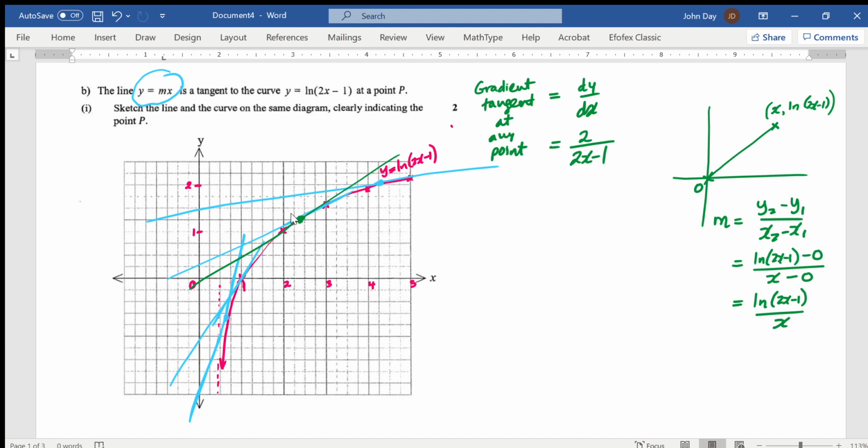All right? So I'll summarise that down. From the curve's point of view, the gradient of the tangent is equal to 2 on 2x minus 1. And from the line, the tangent's point of view, the gradient of the tangent is equal to natural log of 2x minus 1 over x. This is from the curve's point of view, I guess, and this is from the line's point of view there. So we've got those two bits of information there.